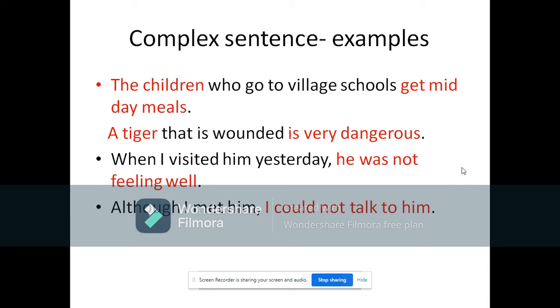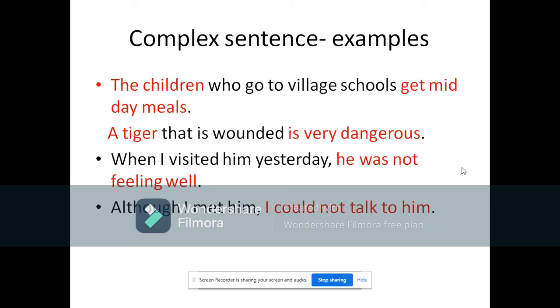Complex sentence, more examples. The children who go to village schools get midday meals. Here, who go to village schools is a subordinate clause. Here, who is a subordinating conjunction.